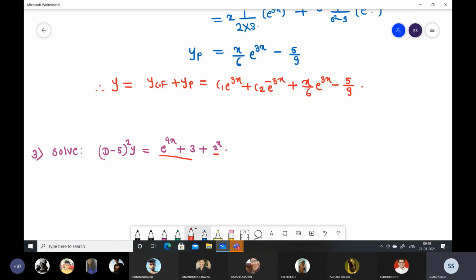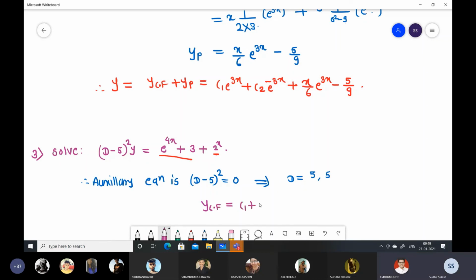The process is simple. Let us find out the complementary function. Therefore, the auxiliary equation is d minus 5 whole square is equal to 0. So this implies d is equal to repeated roots. We have 5 comma 5 because the whole bracket square is equal to 0. So d minus 5 is equal to 0 or d minus 5 is equal to 0. You'll get repeated roots. Now, if you are getting repeated roots, can you tell me the complementary function? What will be that?